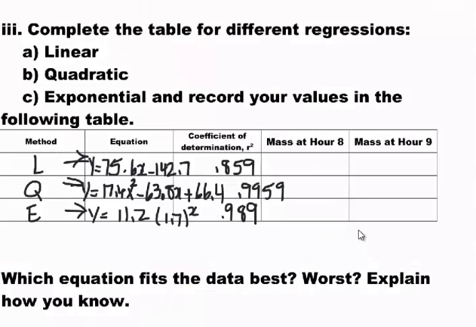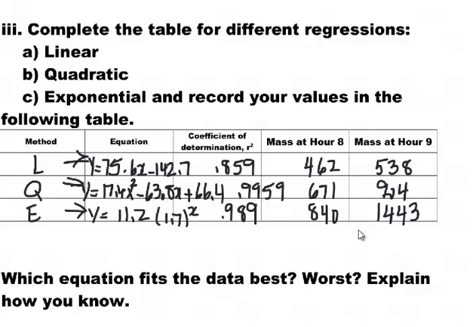So going back here, I can write that mass for linear is 462 grams. For quadratic is 671, and for exponential is 840. At 9 hours, it's 538, 904, and 1443.